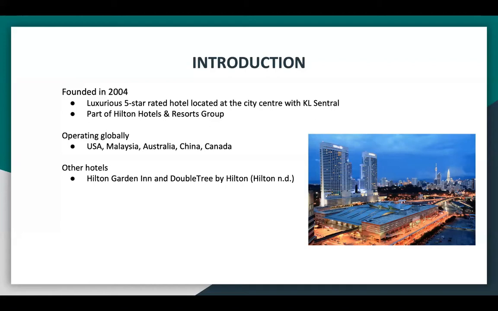Hilton Group is a global brand operating globally and is in countries such as the United States, Malaysia, Australia, China, and Canada. Other than Hilton KL, there are also other hotels under the Hilton Hotels and Resorts Group currently operating in KL, such as Hilton Garden Inn and DoubleTree by Hilton.